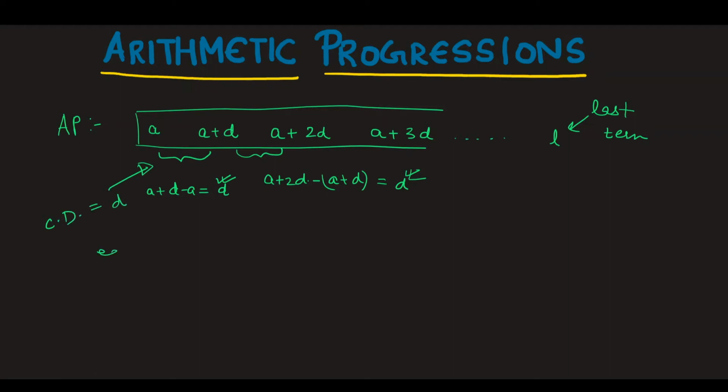For example, we can say 1, 3, 5, 7 and 9. In this case, A is equal to 1, L, the last term, is equal to 9, and the difference D is equal to 3 minus 1, which is 2. D is 2. We can verify that 7 minus 5 is also 2.